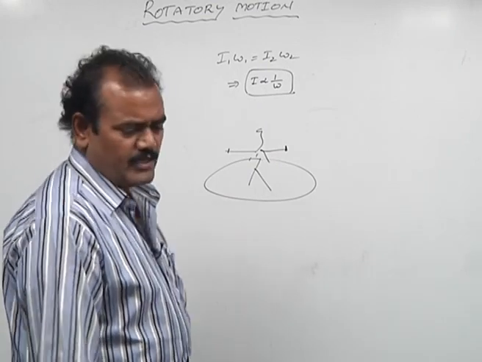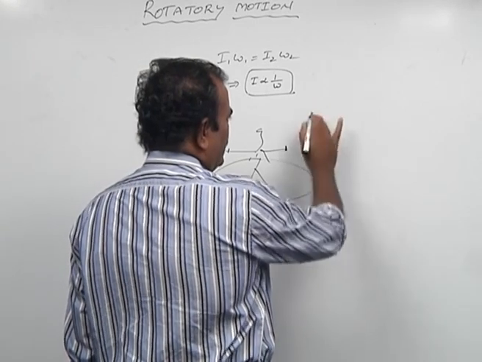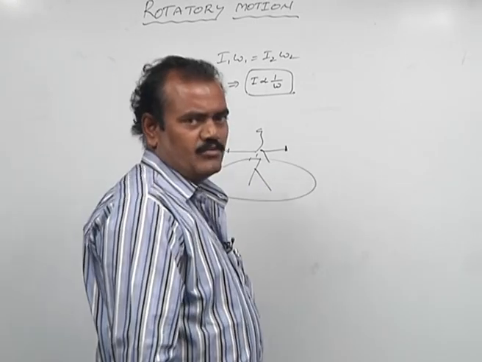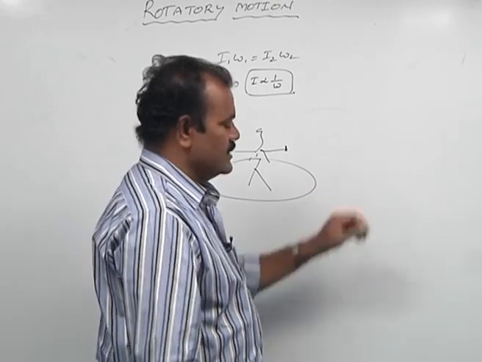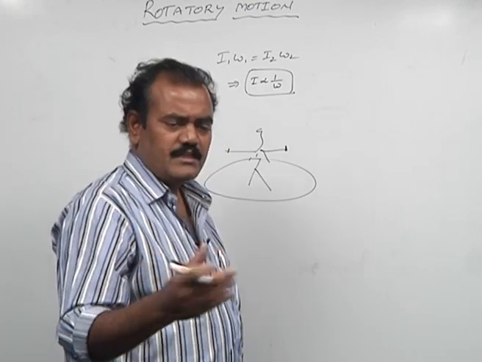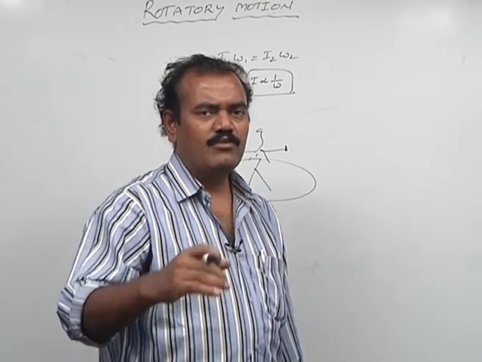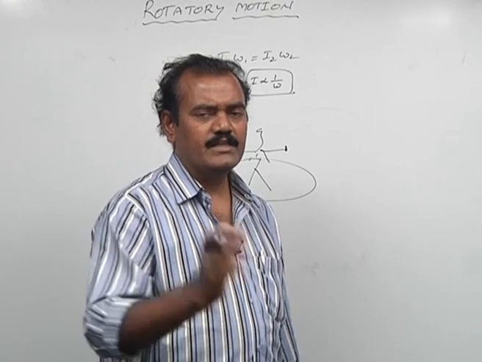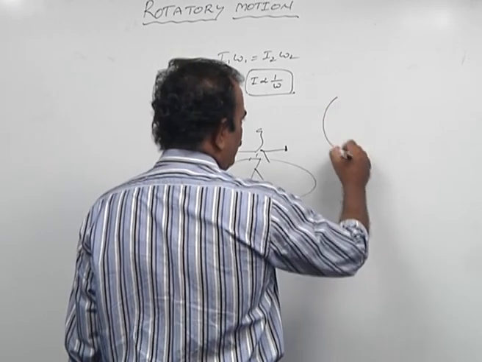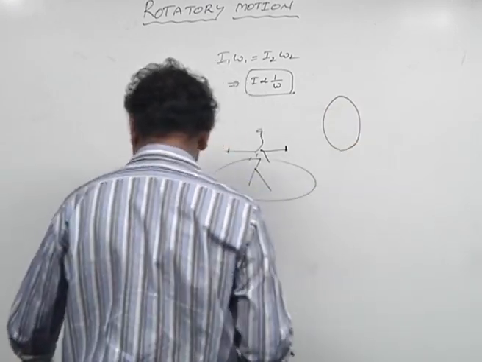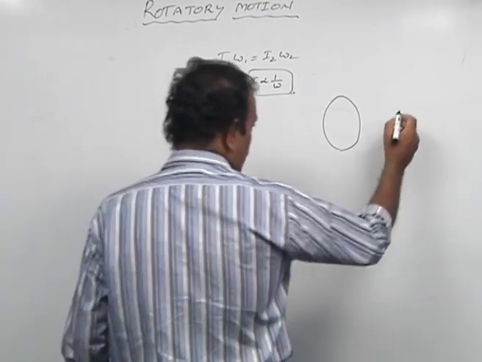So like that there are so many applications. For example, you are given a raw egg and a hard boiled egg. In these two cases, how do you identify which is which? That is also one of the examples based on this conservation of angular momentum. Raw egg means inside there is fluid, completely fluid inside, and the boiled egg is a hard boiled egg.